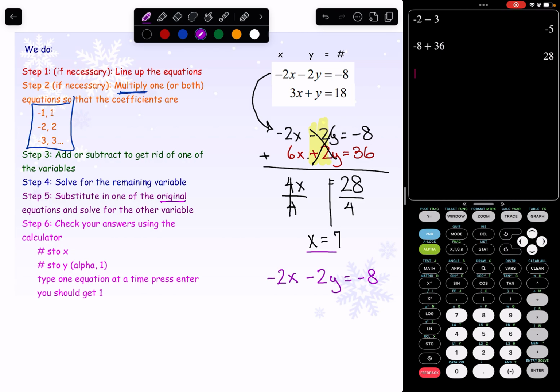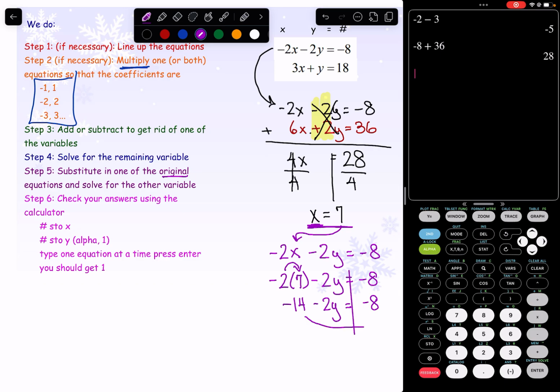Just be really careful because in this example, we solved for x. So I'm going to substitute the 7 into x, not y. So please be very careful. If you're solving for x, substitute for x. So here I have negative 2 parentheses 7 minus 2y equals negative 8. I'm going to solve for y. So negative 2 times 7 is negative 14 minus 2y equals negative 8.